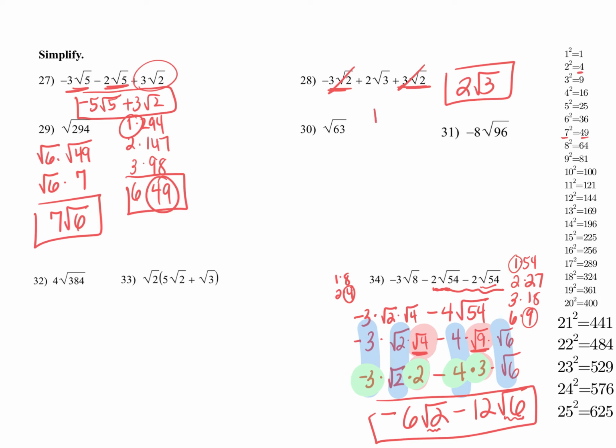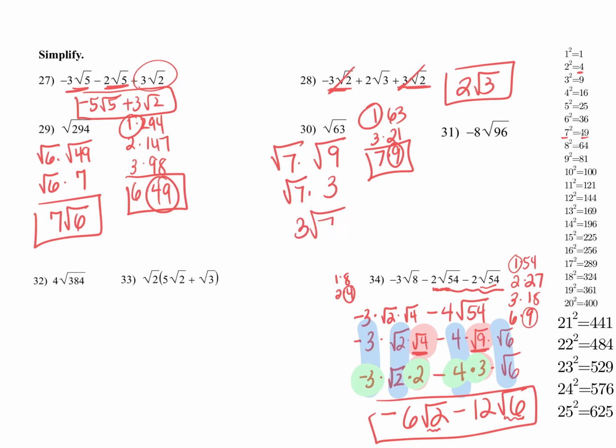Number 30, for 63, 1 times 63. 3 times 21, 7 times 9. Perfect squares are 1 and 9, and this one's the biggest one. So the square root of 7 times the square root of 9, square root of 7 times 3, so 3 times the square root of 7 is my answer.